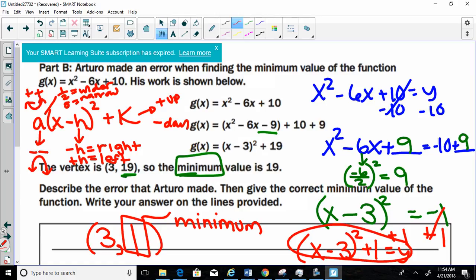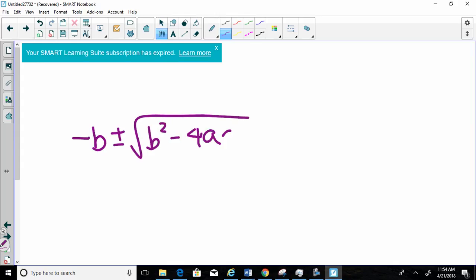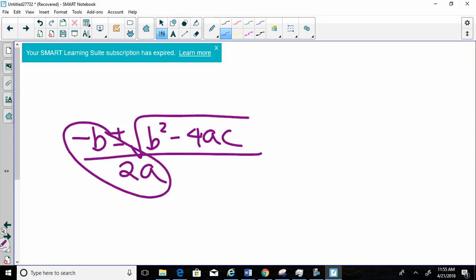But in this case, all you needed to say was the mistakes he made, and that 1 was your minimum. How could you also get your vertex? What formula can we use? Quadratic. What part of your quadratic? Can you give me a clue? Here's the quadratic formula. Oh, I think the axis of symmetry. And what is it? It's negative b divided by 2a. This is your axis of symmetry. And to get your y coordinate, just plug it in.